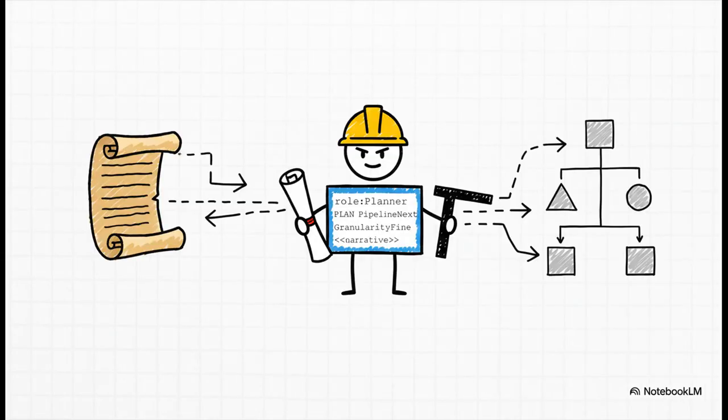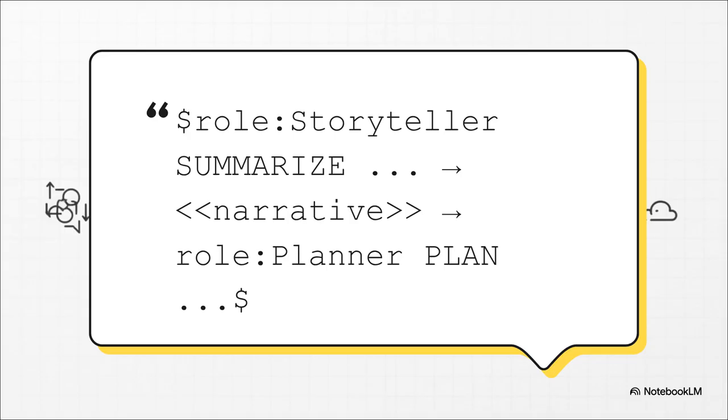And now, let's introduce a totally different block, a planner. Now, its job isn't to be creative. Its job is to be structural. It takes a narrative, and its only task is to plan the very next steps for a pipeline. So we have two different roles, two totally different skills. And this is where the magic happens.